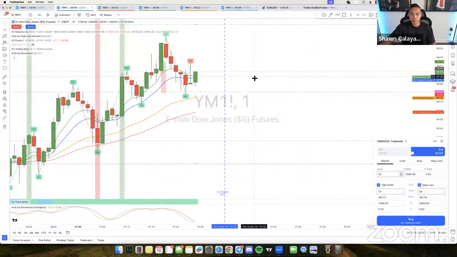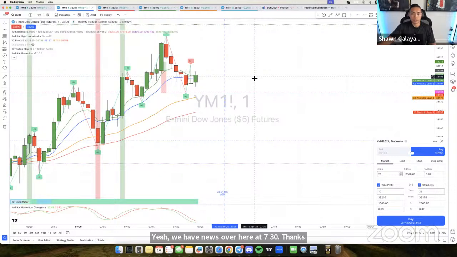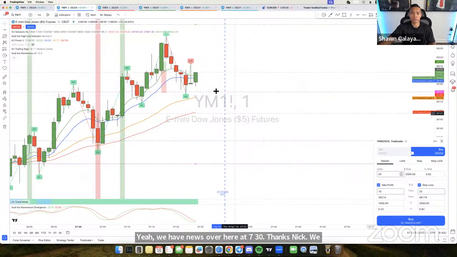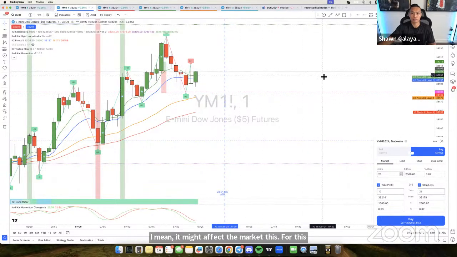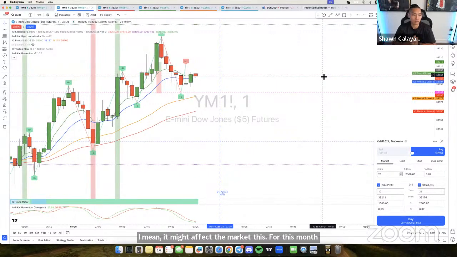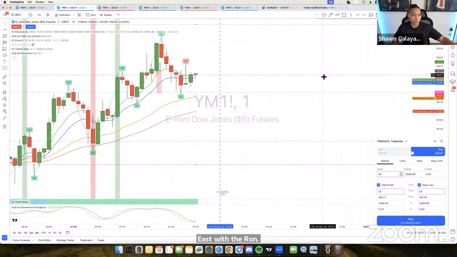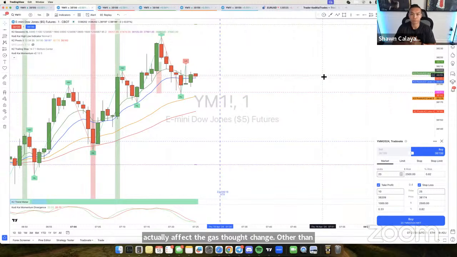Yeah, we got the news over here at 7:30. Thanks, Nick. We got the gas stock change. Typically doesn't affect the market that much. I mean, it might affect the market for this month because of the stuff going on in the Middle East with Iran. That's like the only thing I can think of that will actually affect the gas stock change. Other than that, don't really have that set up.